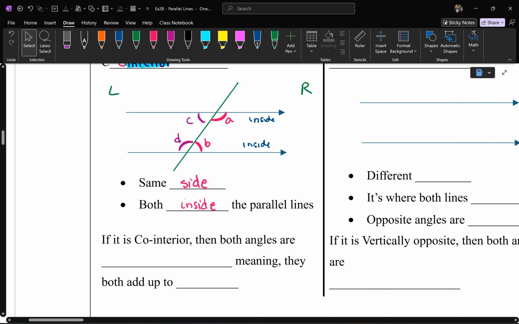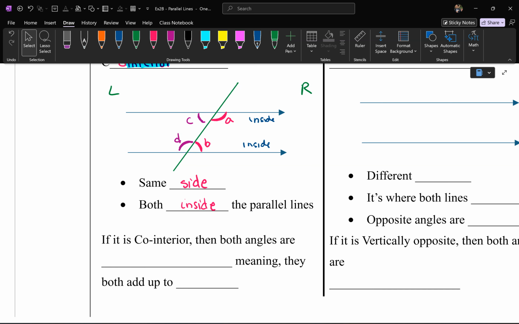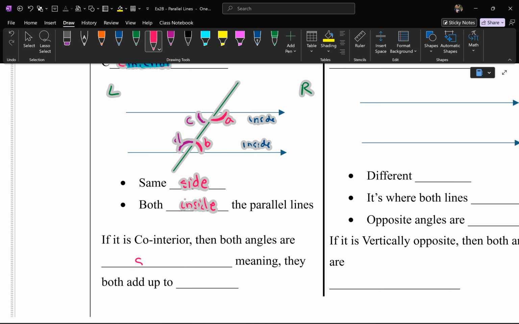Now, co-interior is the special one out of all four. If they are co-interior, A does not equal B. Now, logically, you can see that. One's an obtuse angle and one's an acute angle, so obviously they can't be equal. But they are supplementary. What does supplementary mean again? Yes, Will. They add up to 90? No. 180, very good. What's the one that adds up to 90 called? Complementary. Okay, so in this case, A and B must add up to 180.